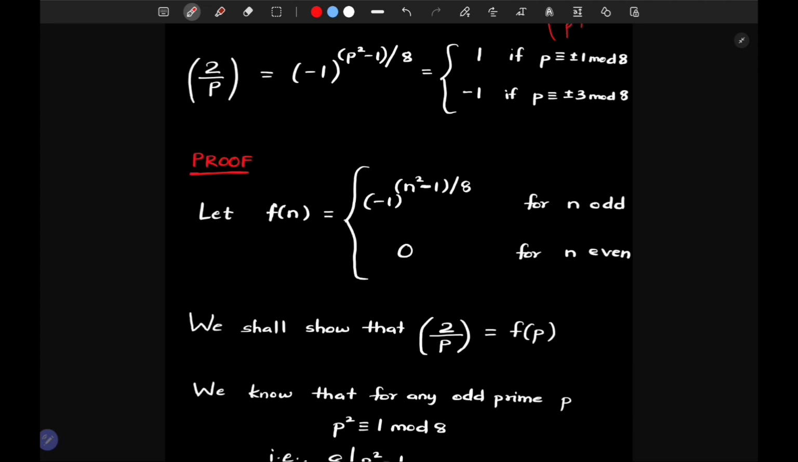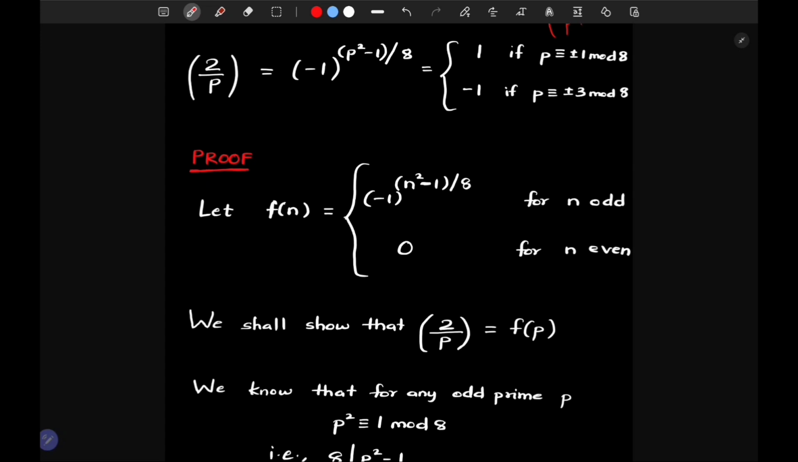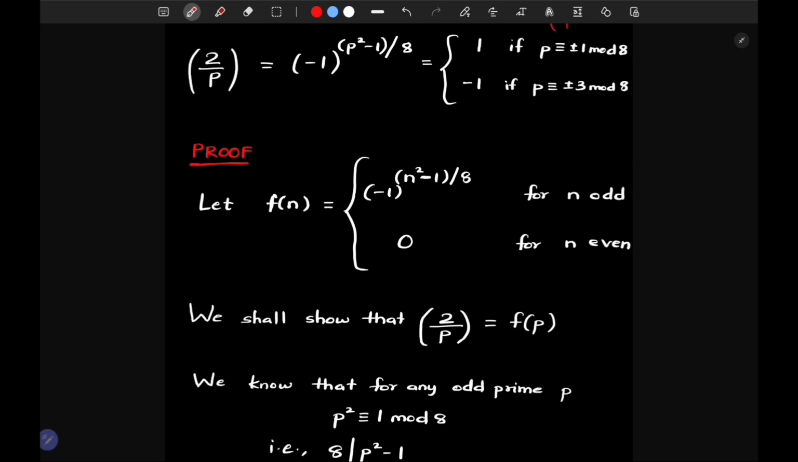Now, coming to the proof. First, we define f(n) equal to (-1)^((n²-1)/8) if n is odd, and f(n) equals 0 if n is even. We shall show that (2/p) equals f(p). And what is f(p)? It is (-1)^((p²-1)/8). That is what we have to show in the proposition. So we shall show that (2/p) equals f(p).